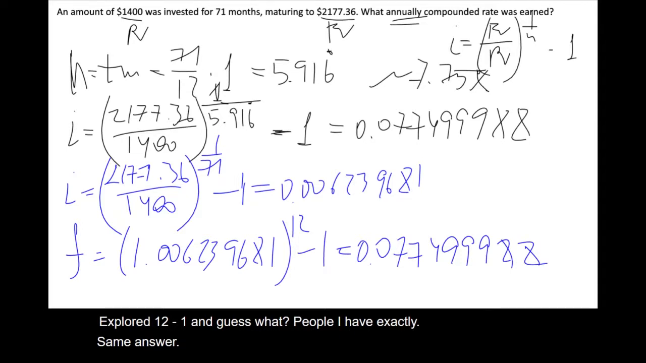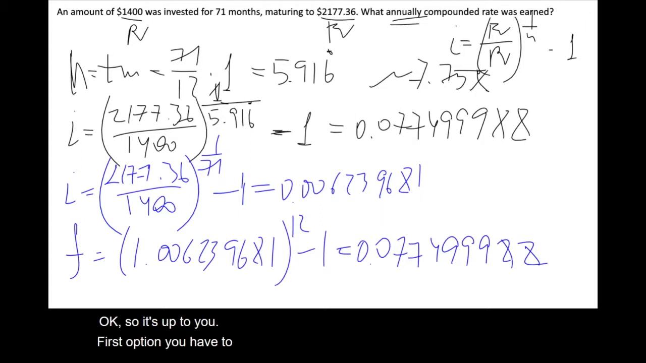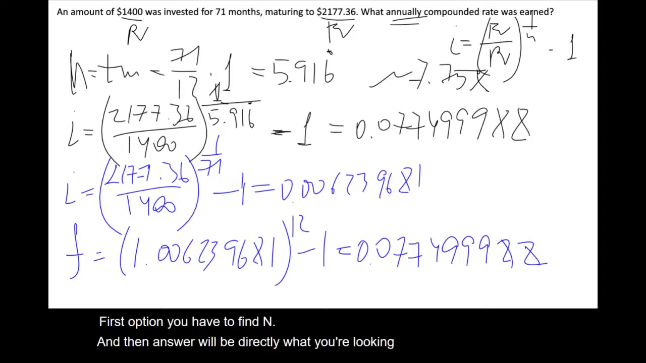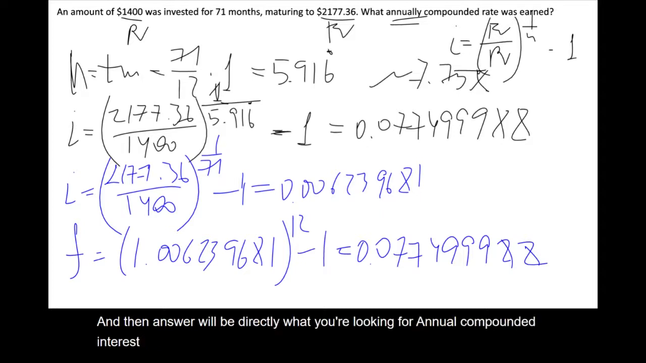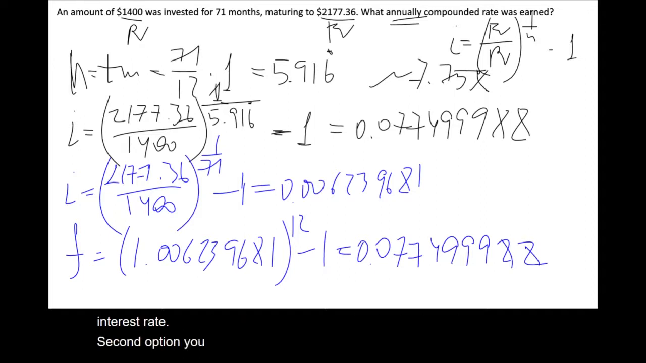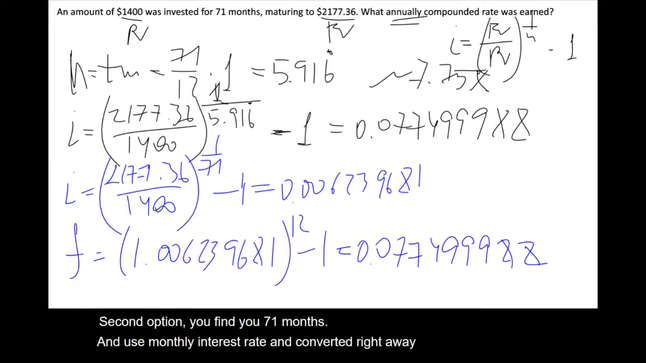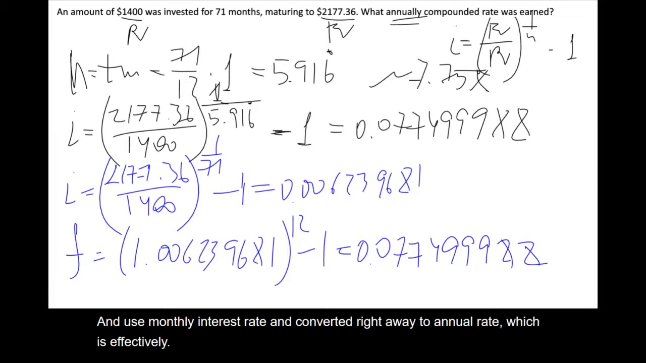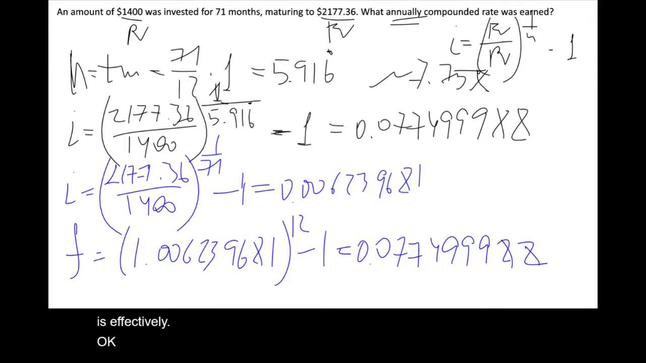Okay, so it's up to you. First option, you have to find n, and then the answer will be directly what you're looking for, annual compounded interest rate. Second option, you use 71 months and use the monthly interest rate and convert it right away to annual rate, which is effective rate. Okay, questions?